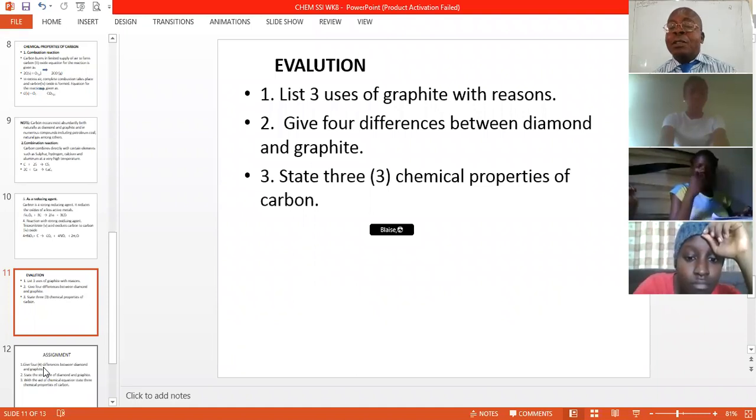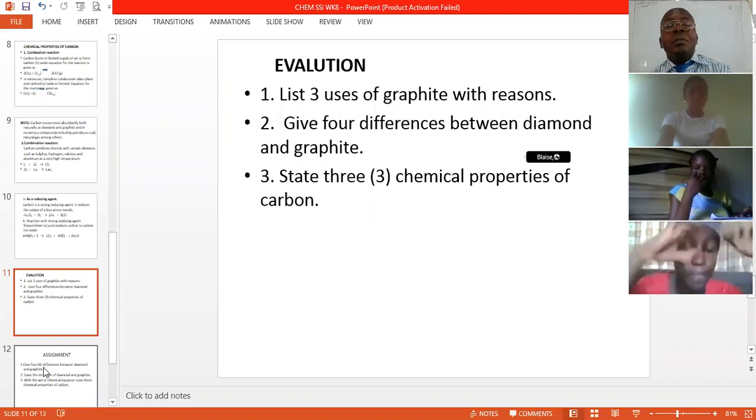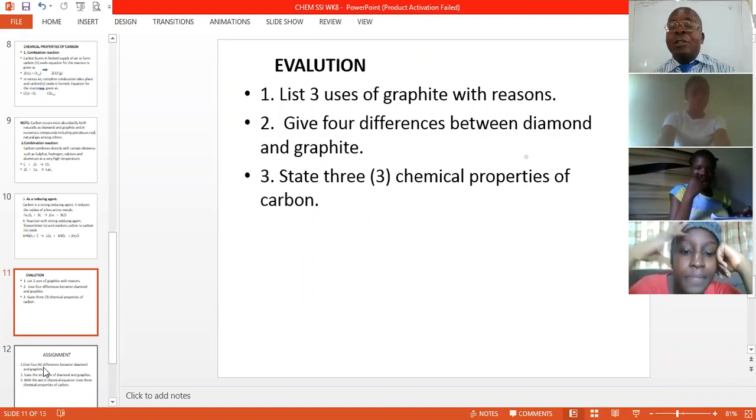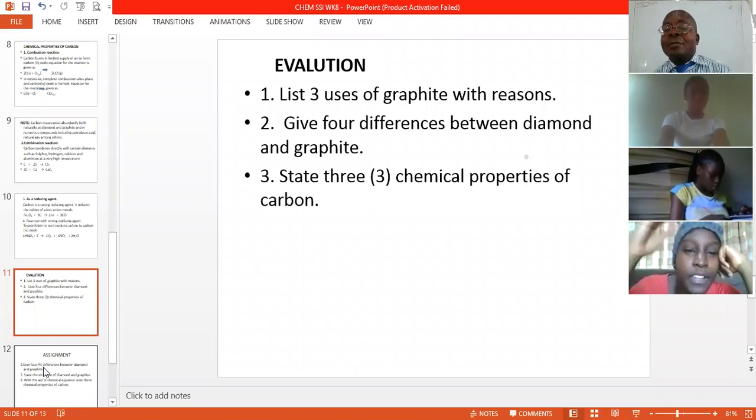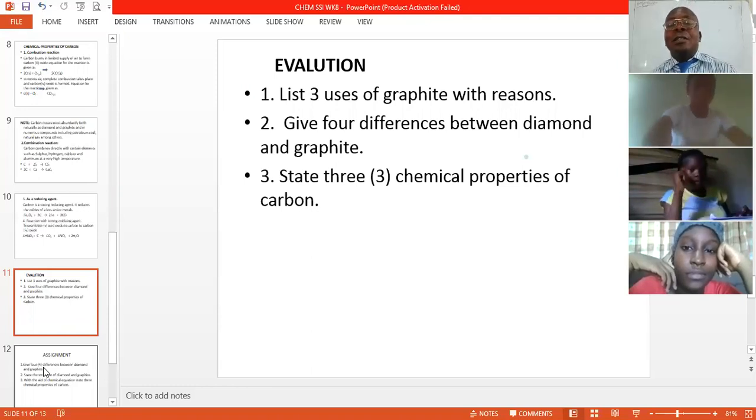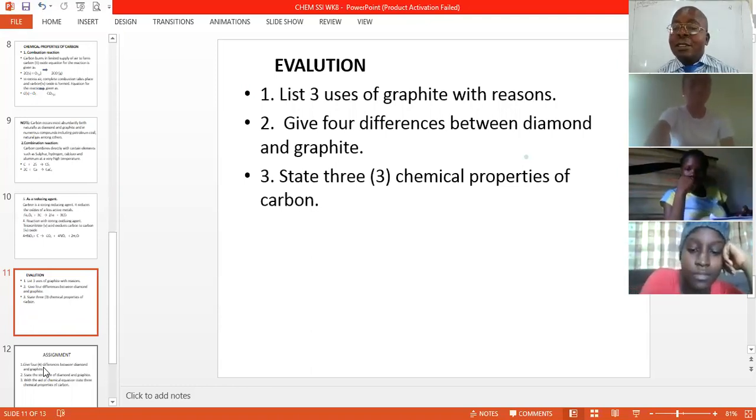Speak out, I can't hear you. Diamond is the hardest natural substance known, while graphite is the softest natural substance. That's good. Yes, the next one. Diamond is a non-conductor of electricity, while graphite is a conductor of electricity. Okay, diamond is a poor conductor or a non-conductor of electricity, while graphite is a good conductor of electricity because of its free mobile electrons.